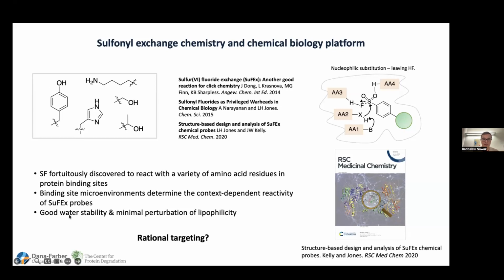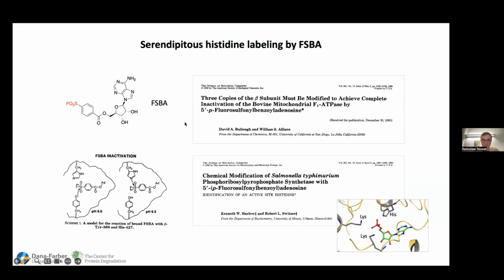One thing that these compounds are really good at is they tend to have really good water solubility and water stability, and really don't perturb the function of the molecule, don't perturb the lipophilicity of the molecule. So one thing that we wanted to effectively ask, and this part of this work has been presented by Ellen Jones here in the audience not so long ago, was: can we rationally target the histidine residue?